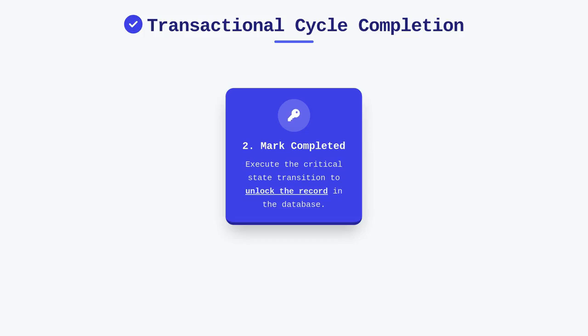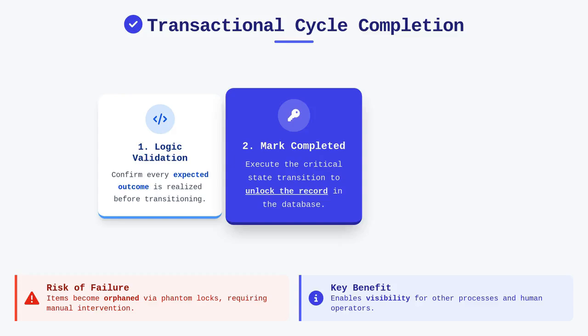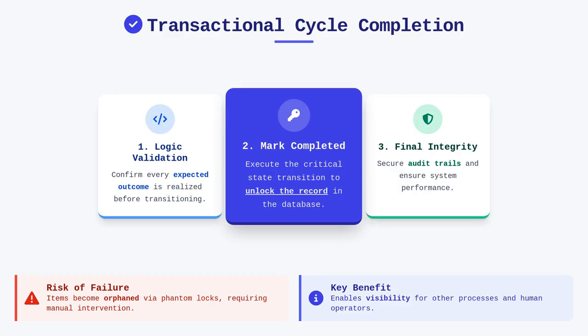Failing to execute this step correctly leaves items in an ongoing locked state, which effectively orphans them within the environment until manual intervention occurs. You must ensure that the transition to a completed state only occurs once the business logic has confirmed that every expected outcome was realized. This practice of state consistency protects the integrity of your audit trails and prevents the accumulation of phantom locks that can degrade overall system performance over time.